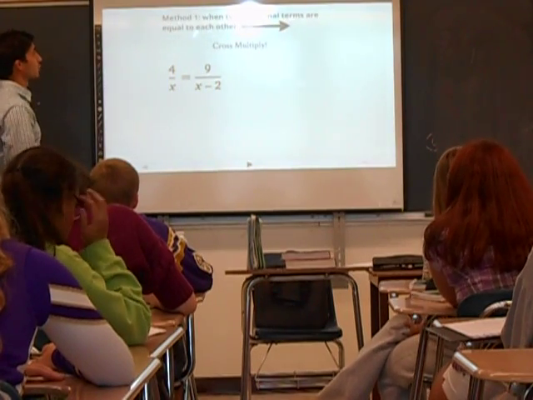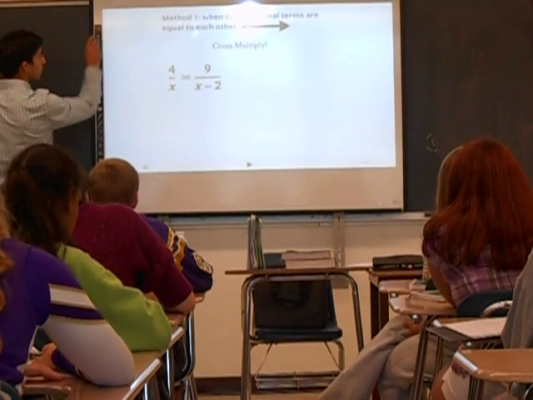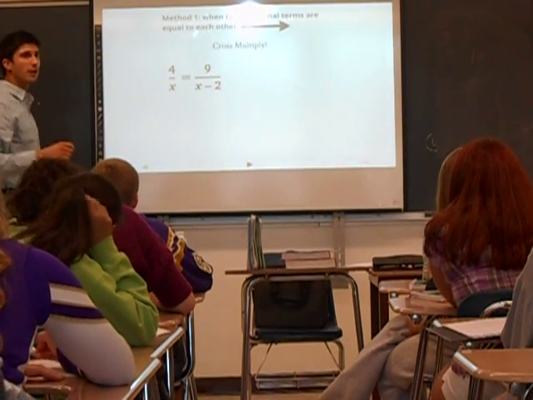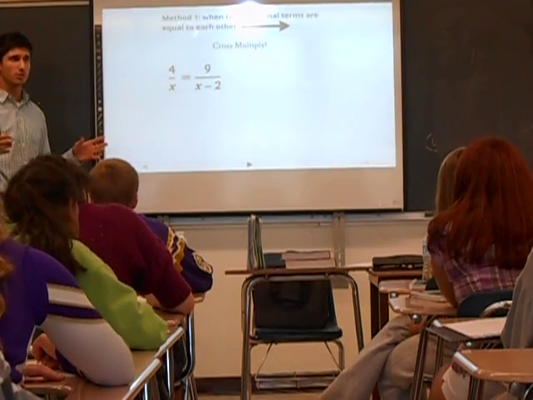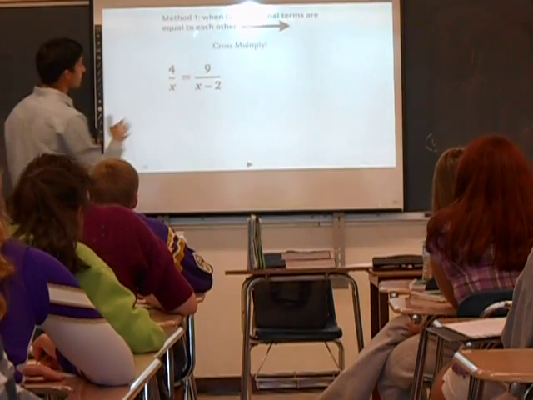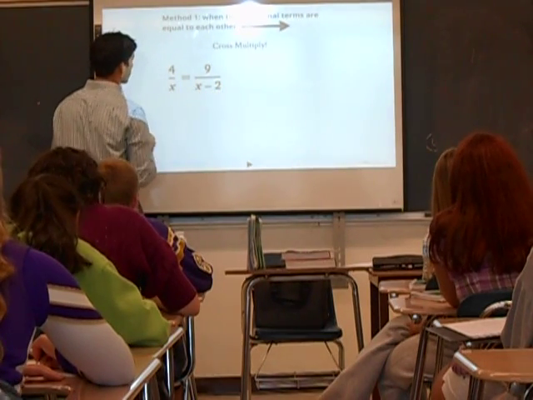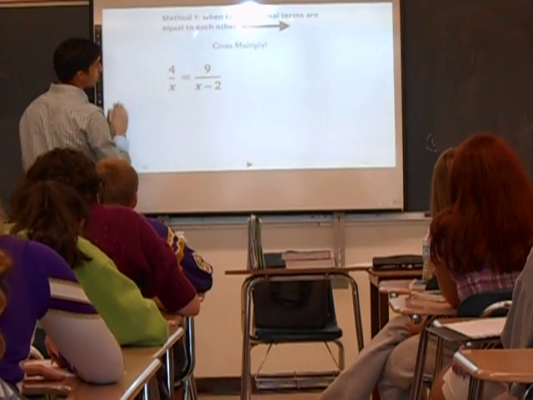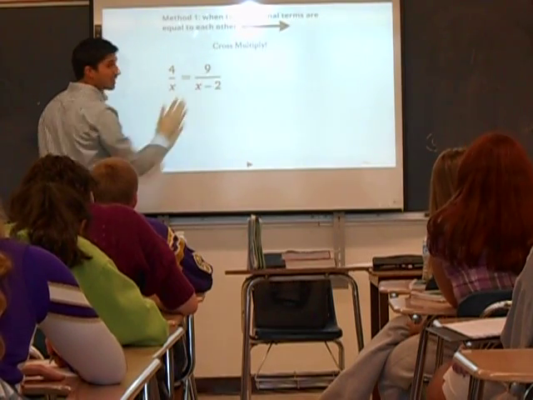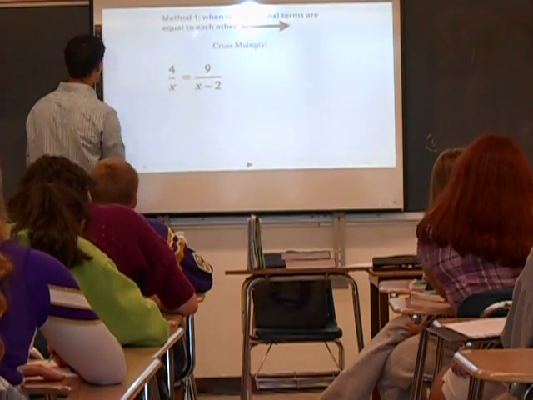When two fractional terms are equal to each other, what we do is we cross multiply. You guys remember when we cross multiplied using ratios before? We're going to do the same thing here, except with numbers and binomials. You use cross multiplication when you just have two fractions equal to one another, so we only have two terms.